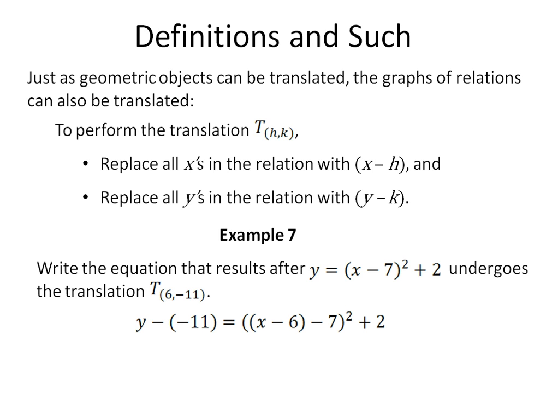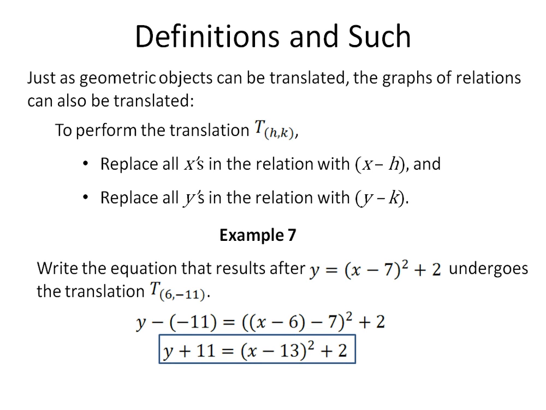So this becomes y plus 11 equals (x minus 13) in parentheses squared plus 2. Okay, all I did here is do the simplification. The negative times the negative gives me the positive. The negative plus the negative gives me the negative 13.